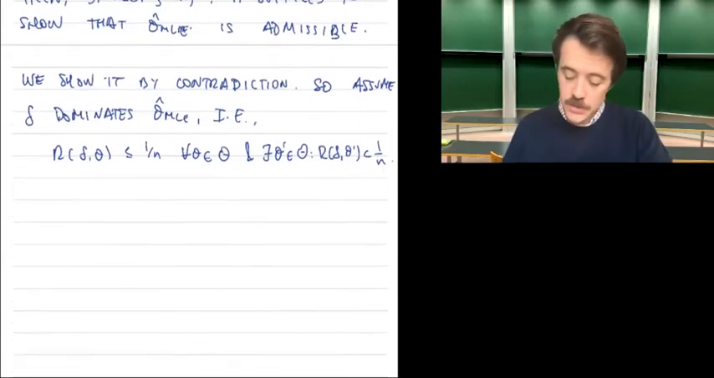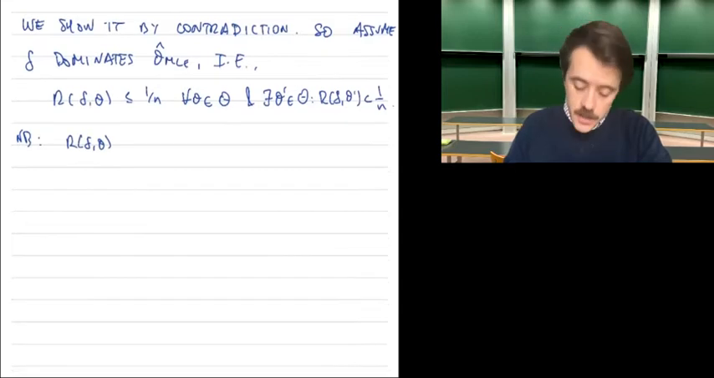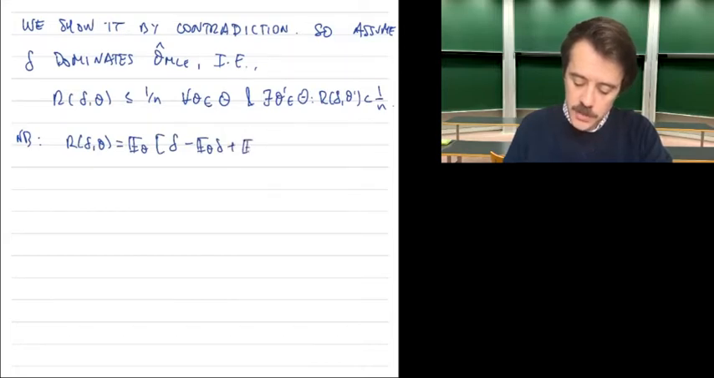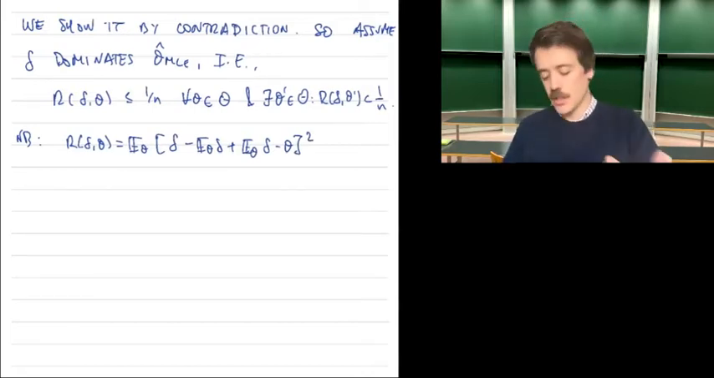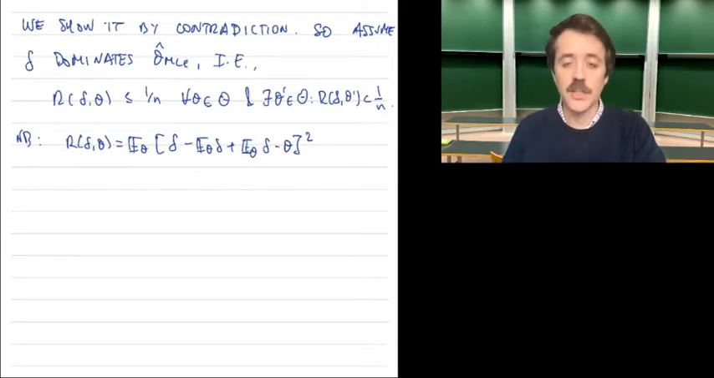What is the contradiction? So note the following, which is that we want to write out this risk. Okay, so let's work on this guy. So this risk is no more than the difference between the delta and the theta. But what we're going to do now is just add and subtract the mean of the estimator. So this works for any estimator, but then we will impose this dominance condition to reach a contradiction.